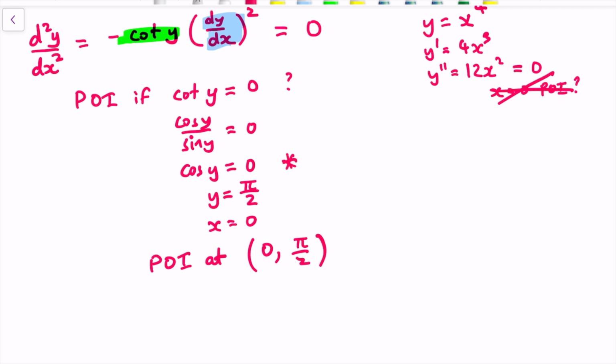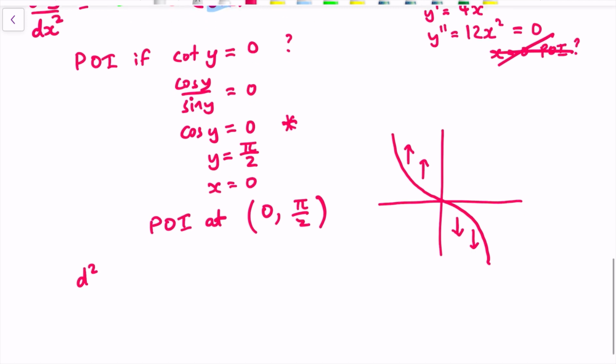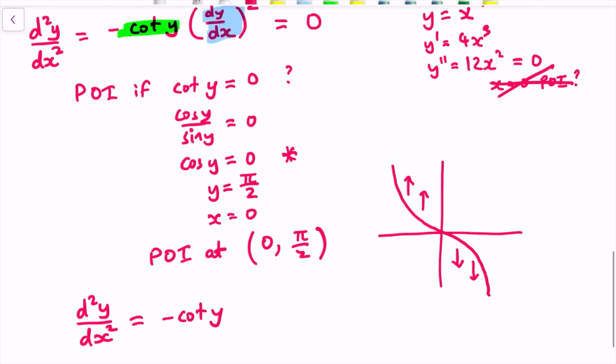Of course, there are other values where cosine of y equals 0. That has an infinite number of solutions, but there's only one in the restricted domain of our function, and range, sorry. We restricted the range as well. So point of inflection at 0, pi over 2. I would need to prove it. I think it would be suitable just to make a sketch of the thing and go concave up, concave down. But if you wanted to prove it using calculus, we would just look at the sign of the second derivative. The second derivative is equal to negative cotan of y times dy dx all squared.